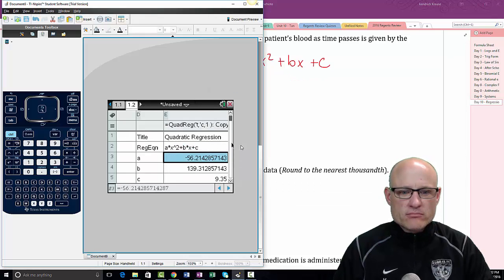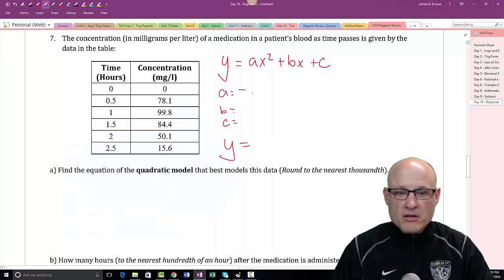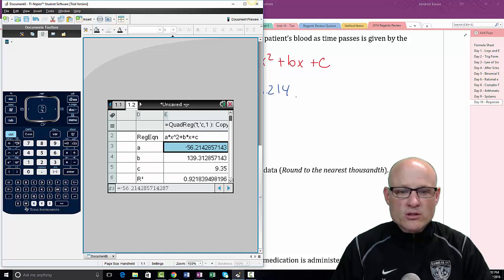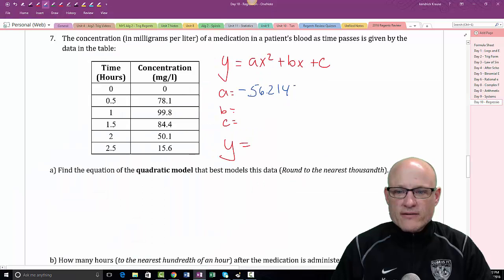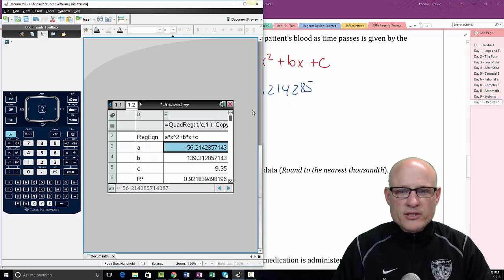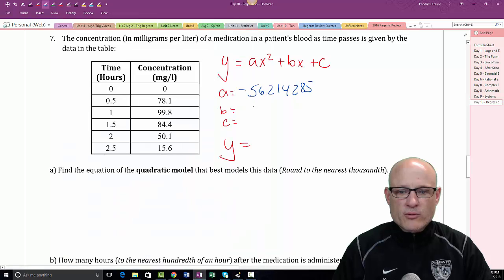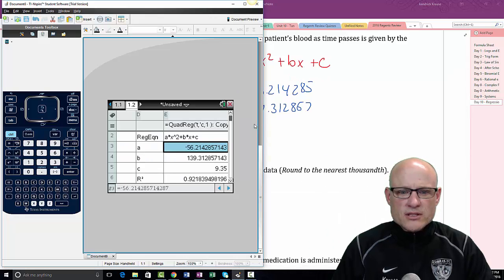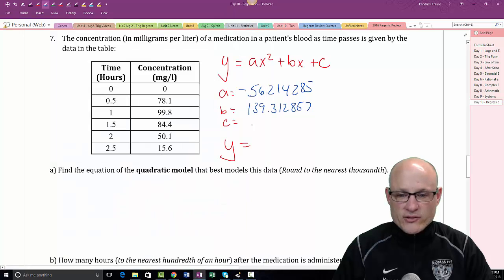A is negative 56.214285. That seems weird. Good enough. B is 139.312857. And C is 9.35. Weird. And it says round this. Find the equation. Round to the nearest thousandths place.